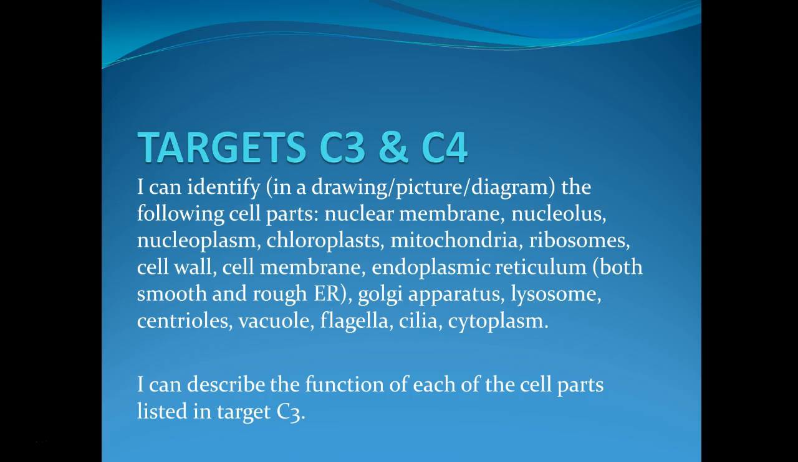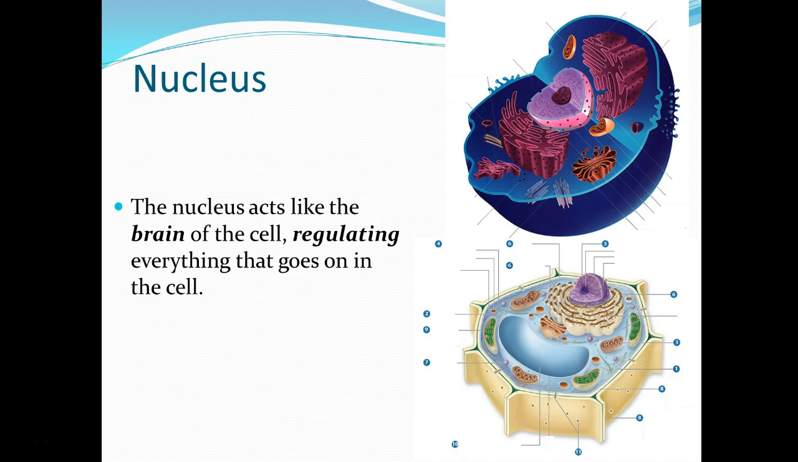Target 3 says that you should be able to identify the different cell parts, and on the test I'll give you a drawing that's unlabeled, of course, and you'll have to label the different cell parts. And then target 4 says that you should be able to describe the function of each of those parts. So we're going to go through both of these targets kind of at the same time.